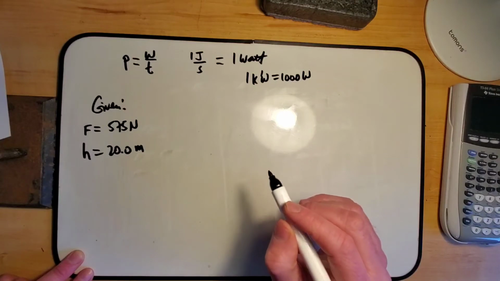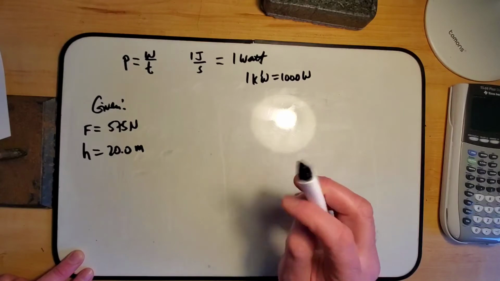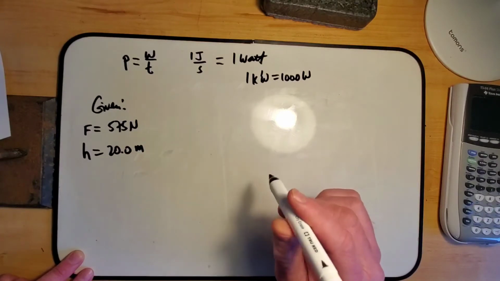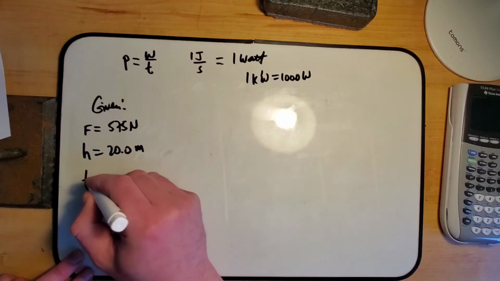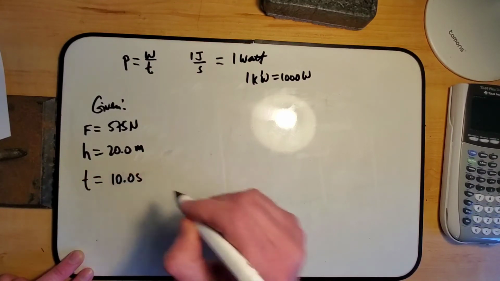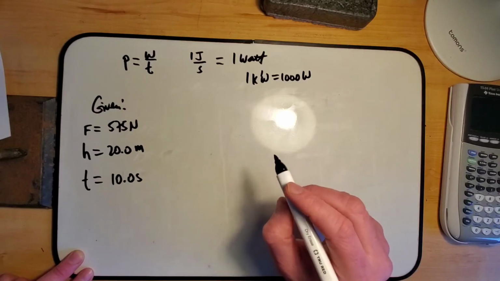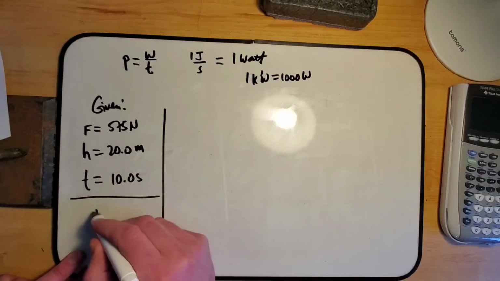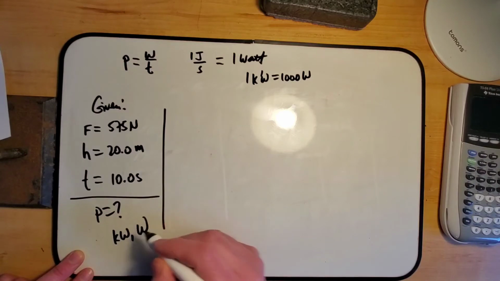It is lifted by a cable that is attached. The motor is doing the work on this box, and the job is done in 10 seconds. So I have the time, 10.0 seconds here. And the question is, what power is developed by the motor in watts and kilowatts? Okay, so we need the power here, in units of watts and kilowatts.